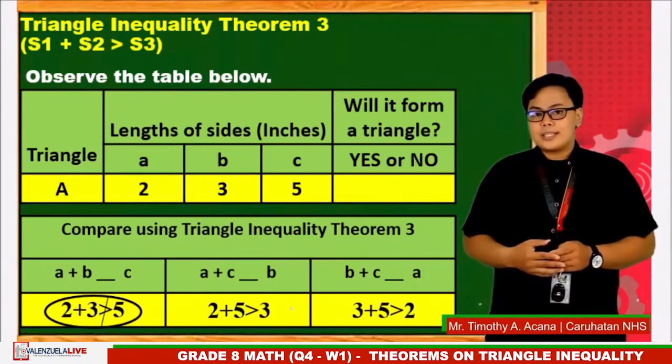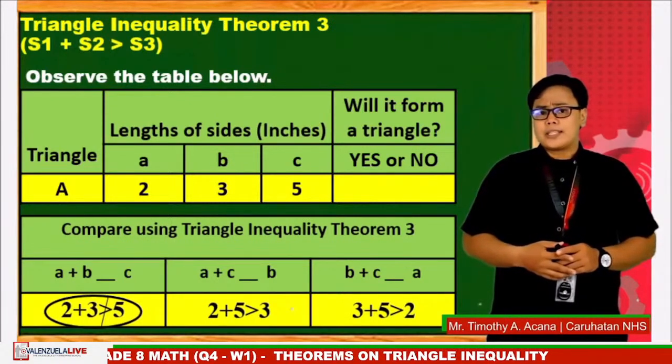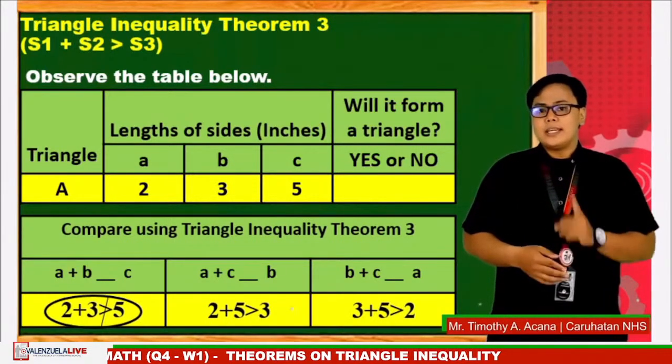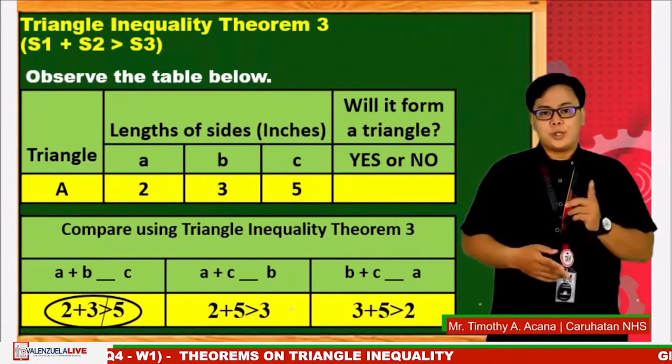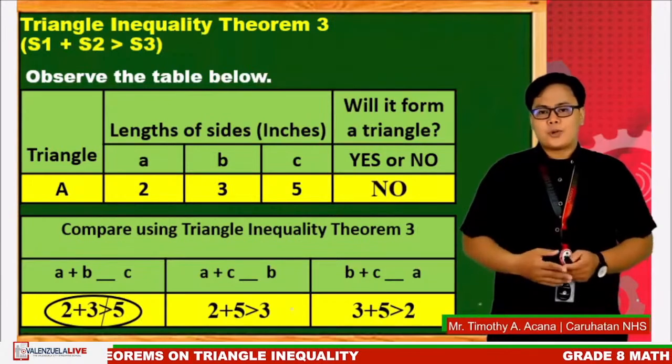If you will notice, one of the sums of two sides of the triangle is not greater than the remaining side because 2 plus 3 is equal to 5. Therefore, 2, 3, and 5 will not form a triangle.